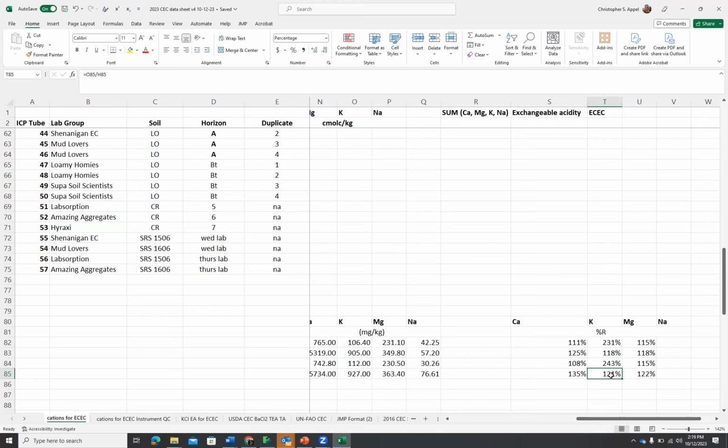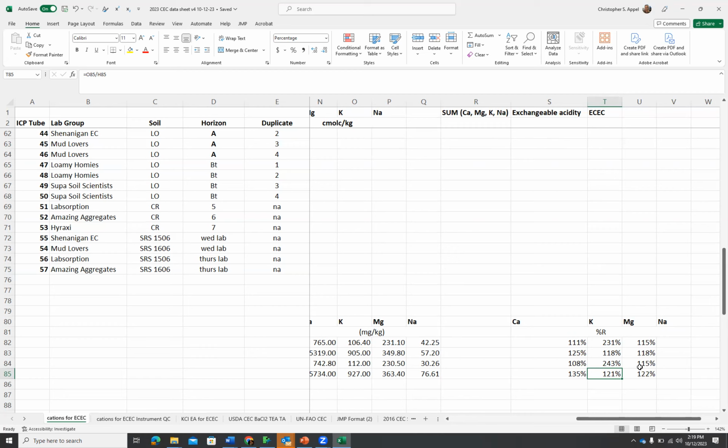If this was research work, I'd go back and try and figure out what's going on and rerun the sample. But we don't have time to do that, so we're just reporting it as we see it. Based upon the fact that SRS 1606 is accurate, at 118 to 121, which is within our performance level, I don't think there's a problem with the method. I think there was a problem with our analysis of that sample.